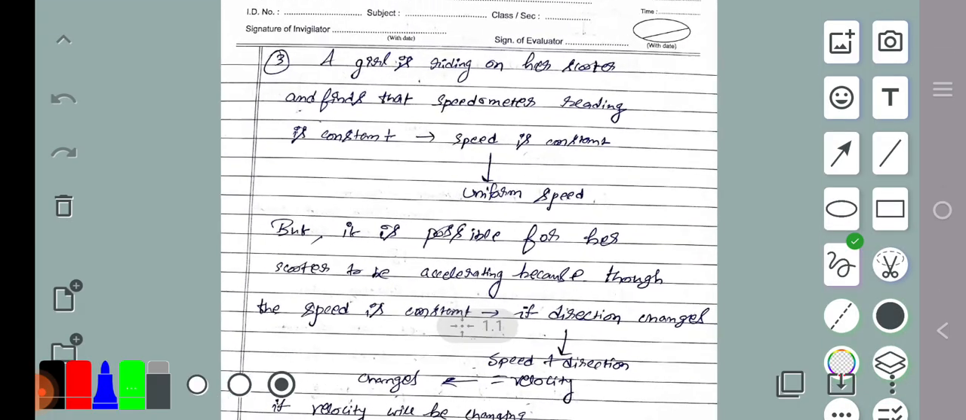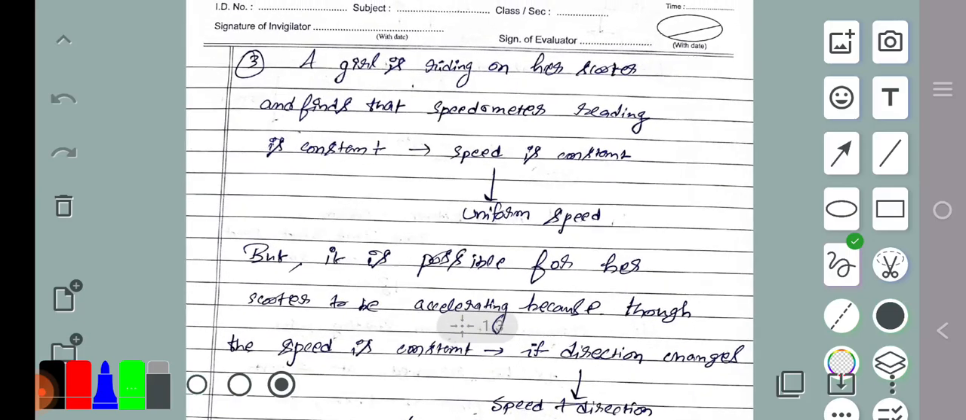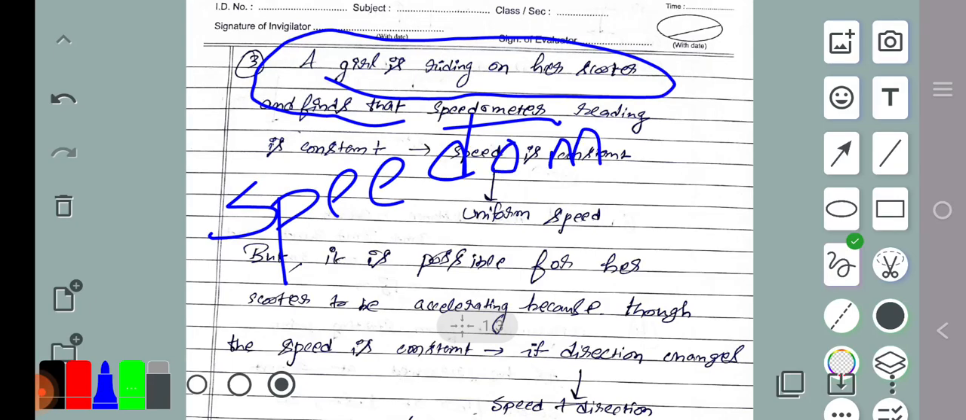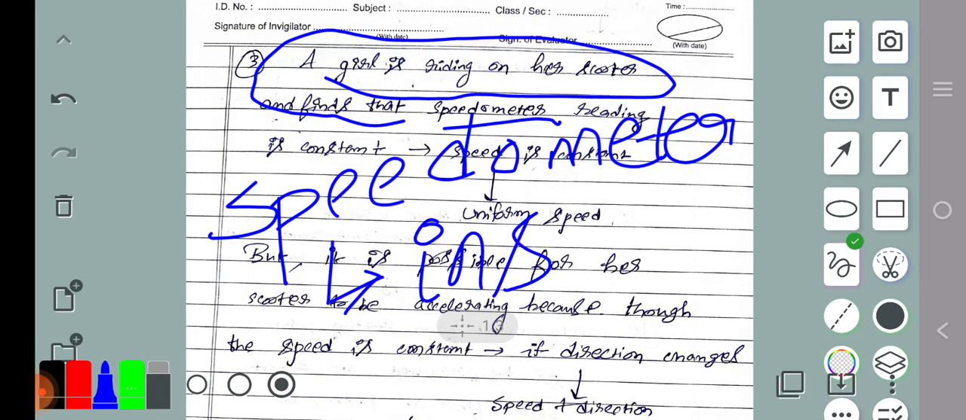They are telling that a girl is riding on her scooter. First point, the speedometer reading. Now, first of all, what does a speedometer measure? All of you will say, sir, a speedometer measures speed. I will tell you that is a partially correct answer, not fully correct. You will ask, sir, why? A speedometer measures instantaneous speed.